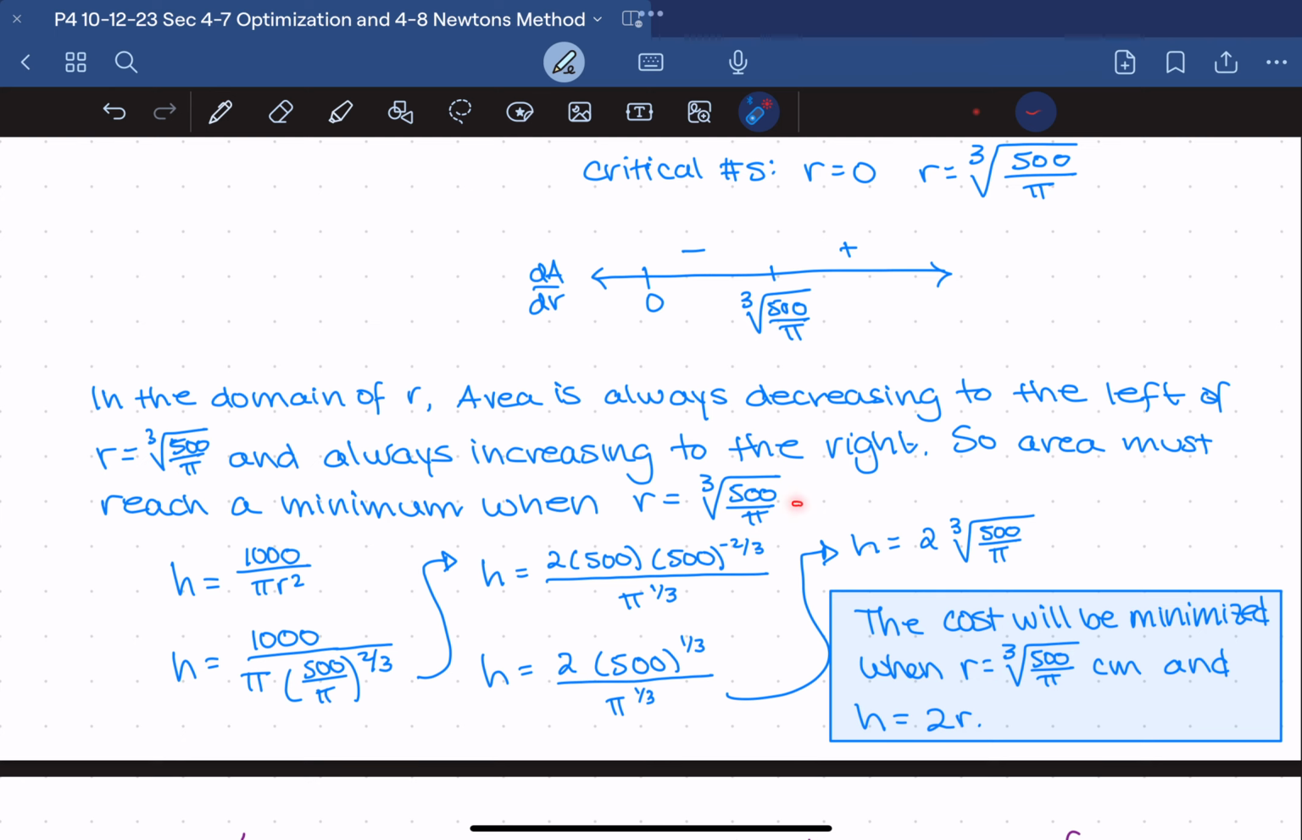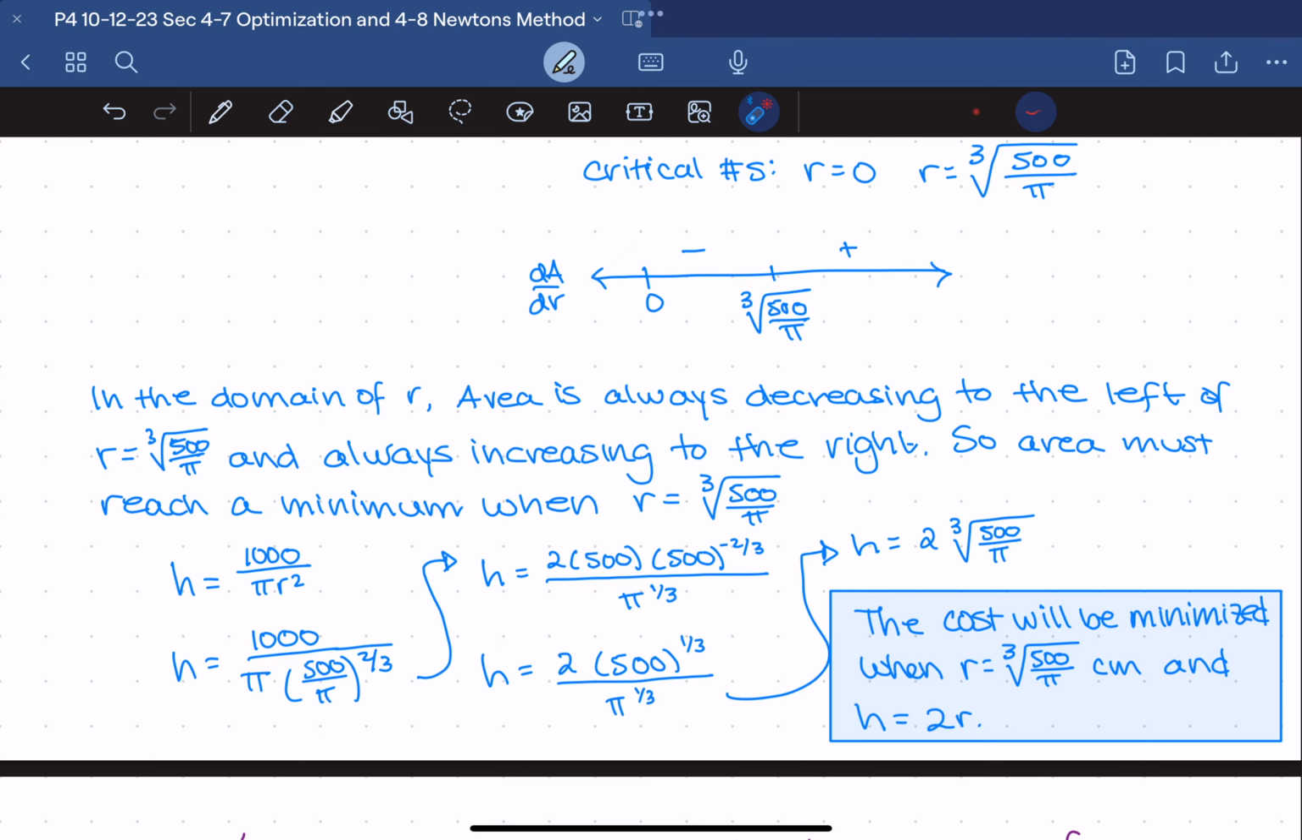So that's R. Now I have to find H. And H, through some manipulation, we can get this, which notice is just twice the radius. So the cost will be minimized when the radius is the cube root of 500 over pi centimeters, and the height is twice the radius. So there you go. So that's optimization in a nutshell.